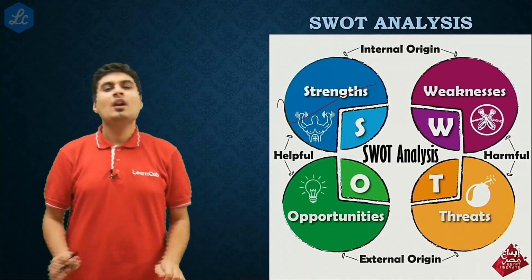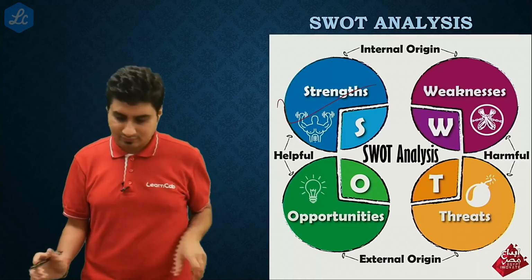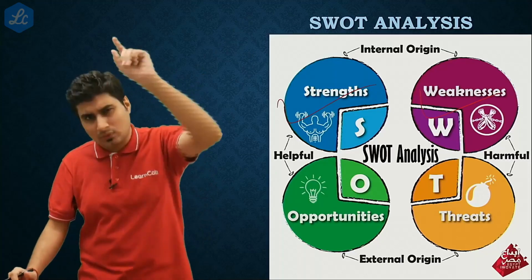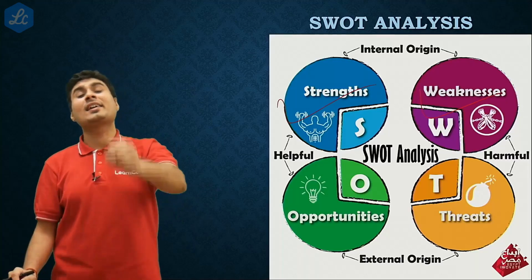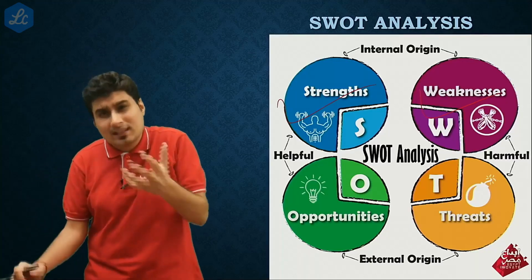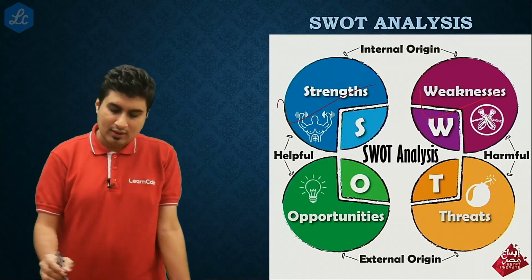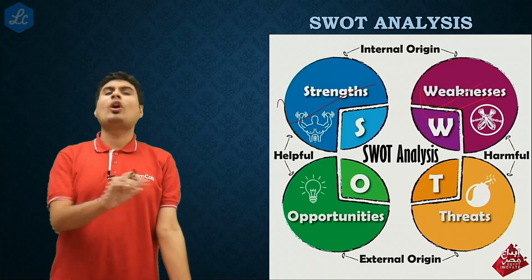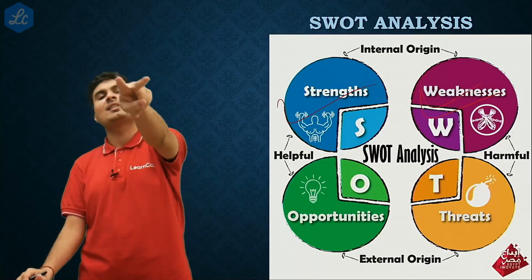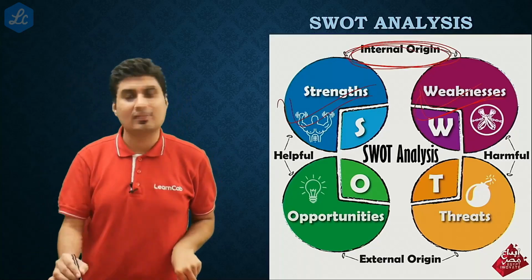Two things are internal: our strength and weakness. Strength is something which you have, that no one else has in this world. Inherent capability of the organization. God might have blessed you with something, that is your strength. Weakness is an inherent weakness of the organization, something you might have that is bad, because no one is perfect. Every coin has two sides. That is weakness. So, internal strength and weakness.